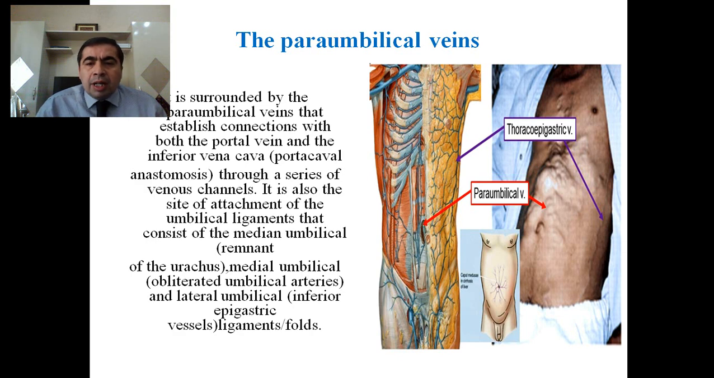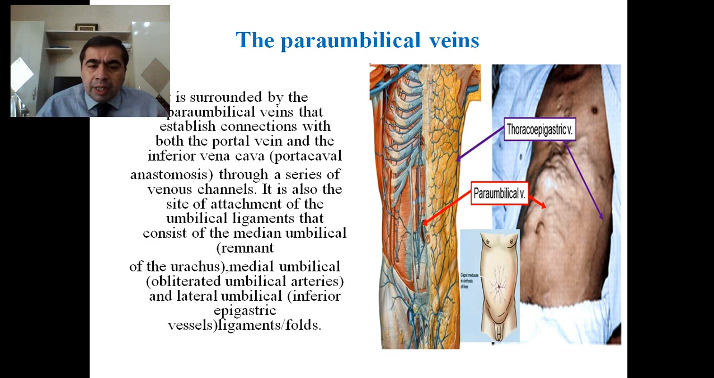This ligament also consists of the urachus, the median umbilical ligament, which is the primary ureter, and the medial umbilical ligaments also, they are obliterated. They are obliterated umbilical arteries. Umbilical arteries mainly work during fetal life, and the lateral umbilical ligaments consist of the inferior epigastric vessels.